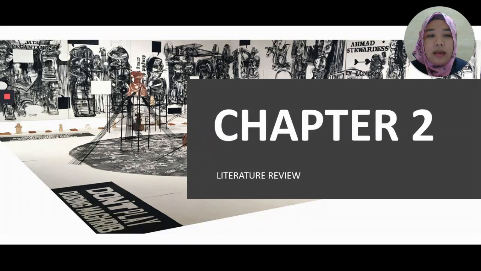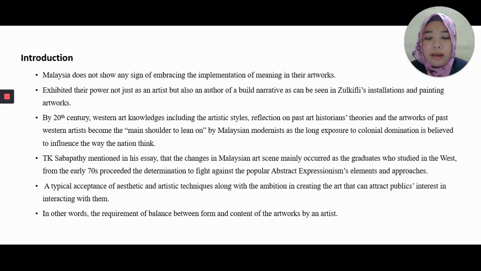So for Chapter 2 will be about literature review. So by 20th century Western art knowledges, including artistic styles, reflection, or understanding on past art historians' theories and also artworks, have become a way that our artists look for as a resource in order to look for more information by Malaysian modernists.